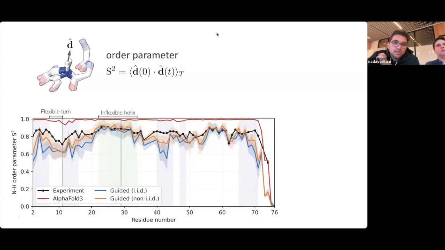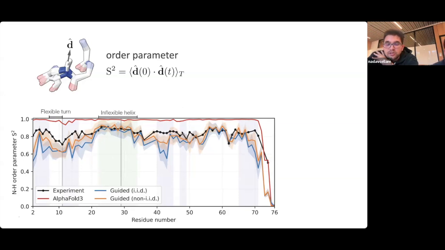It is measured as a temporal average. You can measure within a certain time frame, usually in nanoseconds, how distributed this quantity is. Usually you just get the variance. The black line is an experimental measurement collected in the lab, which says that, for example, the residues between 7 and 11 form a flexible region because it has a low S2 parameter. It means it's more dispersed. Between, let's say, 22 and 35, it has an inflexible helix, and so on.